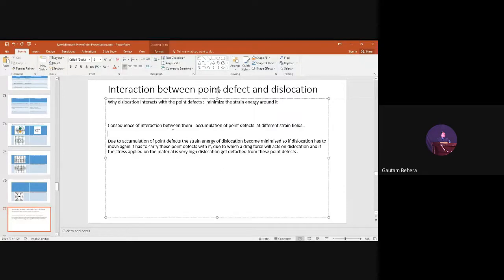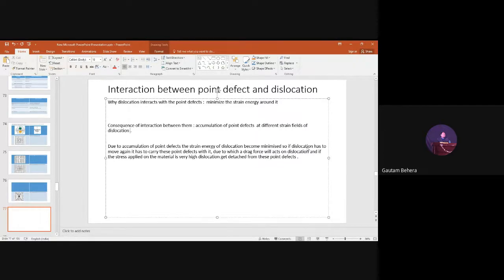So now, what is the consequence? The question is, what is the consequence of interaction between them? Between them means between dislocation and point defect. What is written over here? Can you tell me what the consequence is? Already it is written over here. You have to justify it. So due to interaction, what will happen? The point defects will start accumulating, yes or no? They will start accumulating around the dislocations, around the strain field of the dislocation.